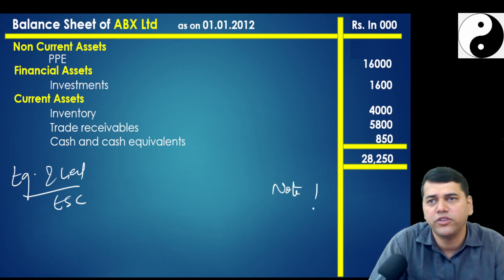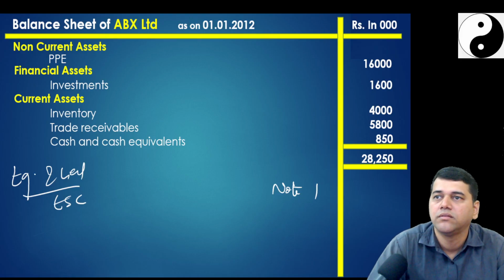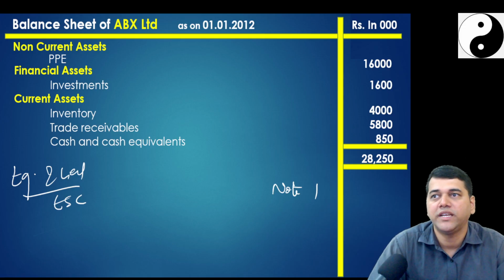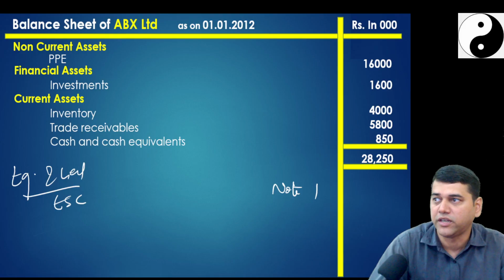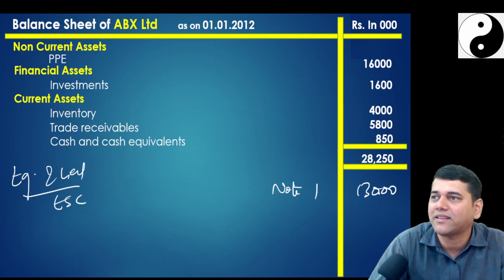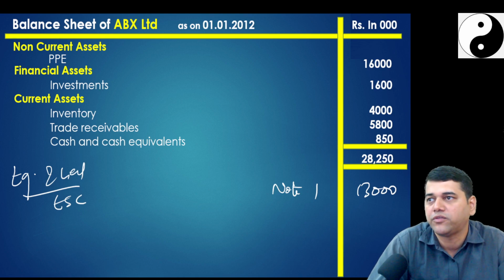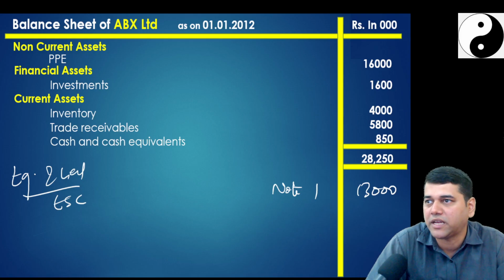So before I proceed to note 1, can you tell me how much will be my equity share capital of ABX? They didn't tell you the number of shares, but we calculated it. 13,000. Because the purchase consideration we calculated, no, 6,72,500 and 6,27,500, into 10 rupees face value. 13,000 is my equity share capital.